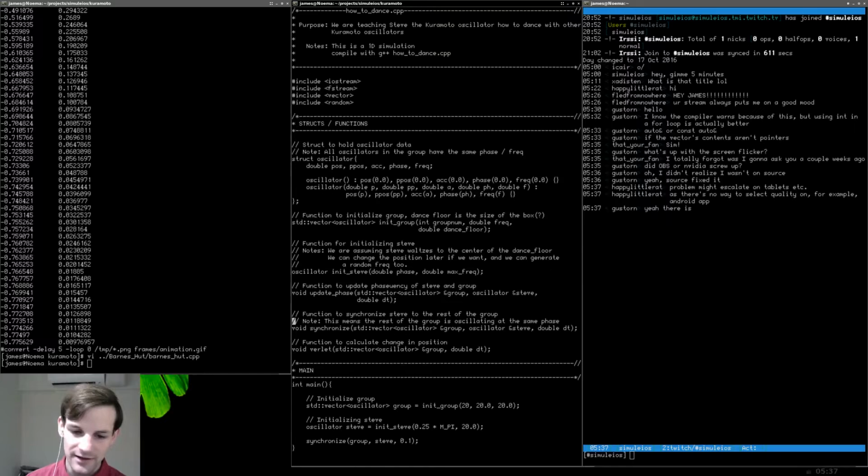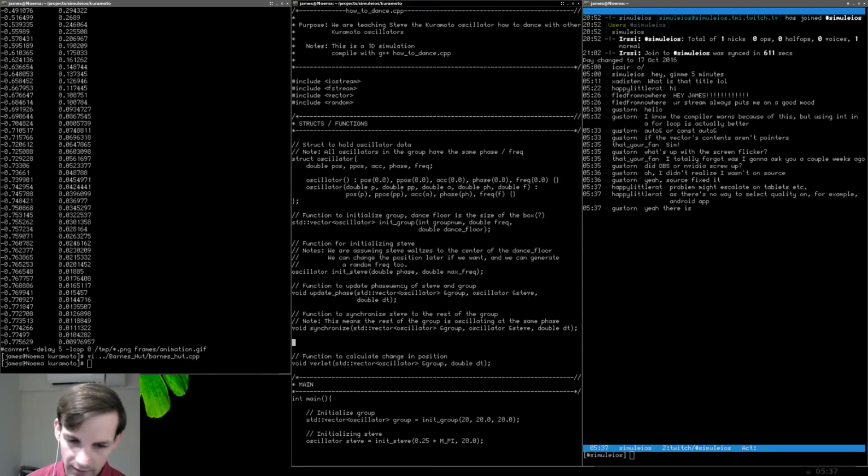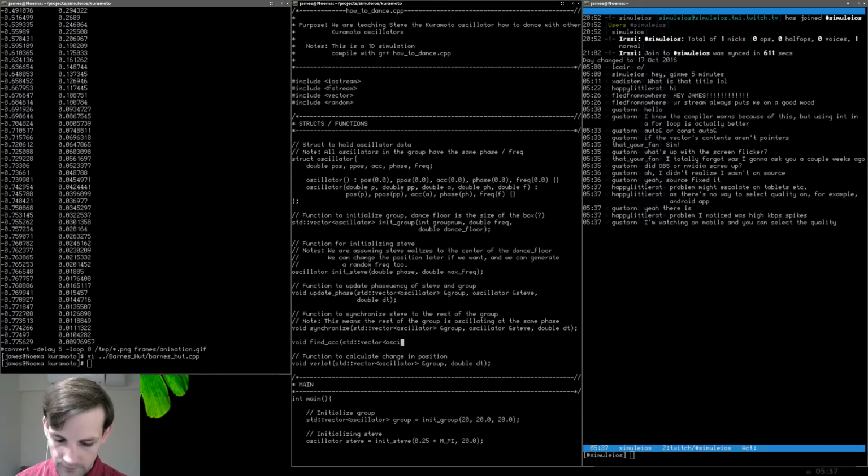So, we have synchronize, we have relay, so let's go ahead and add in another function here, which is void find acceleration. Okay, and again, guys, I'm not claiming that this is the most efficient thing, but it'll get the job done. So we're going to say std vector of oscillator. Then we say this is of group.